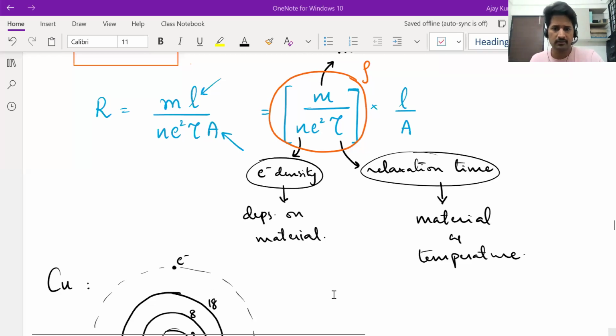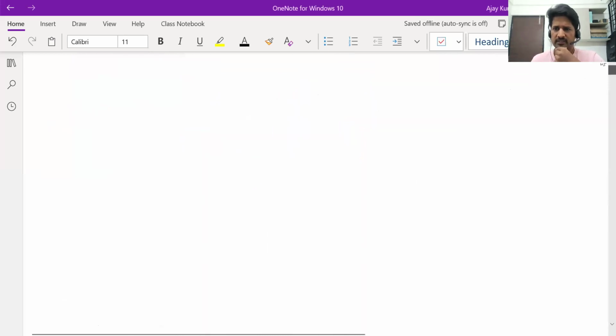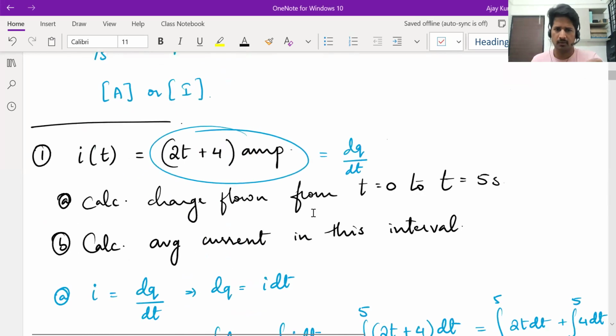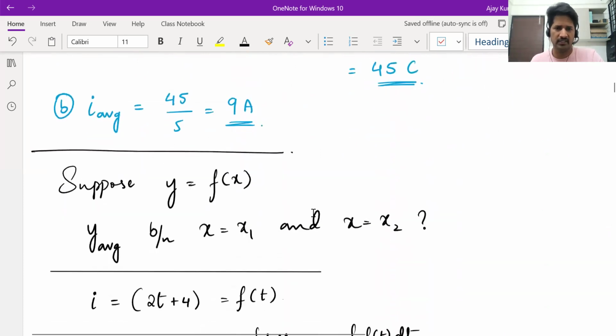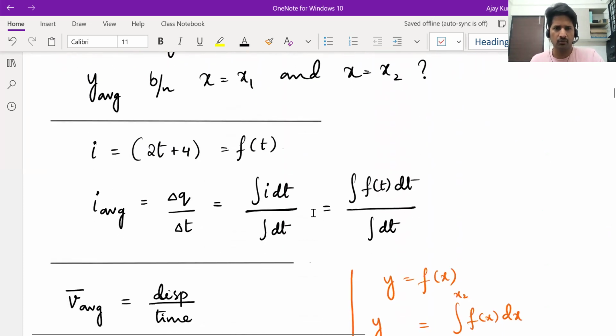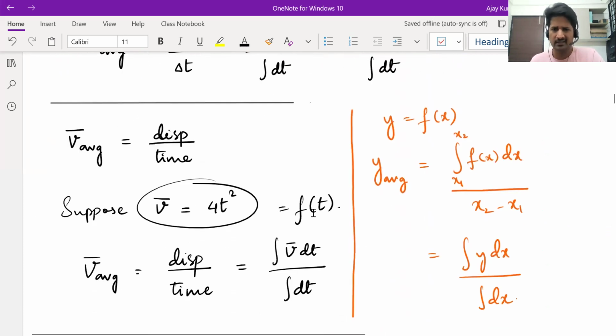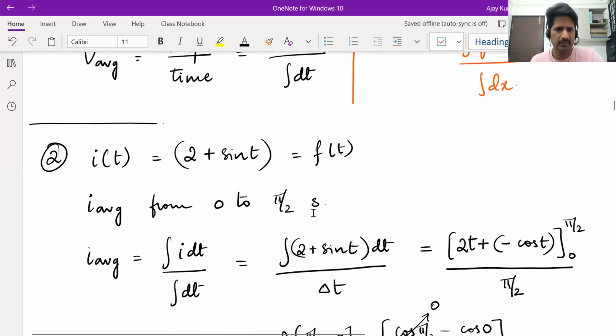Right. So let's quickly go through what we had discussed in the last class and we'll resume from there. We discussed the basic definition of current, solved a few problems based on that. I is equal to dq by dt, average current delta q by delta t. I even told you how to find out the average value of any function in a given interval. Integrate the function and divide by the interval, right?